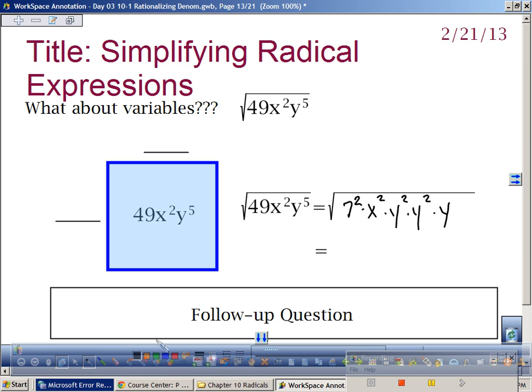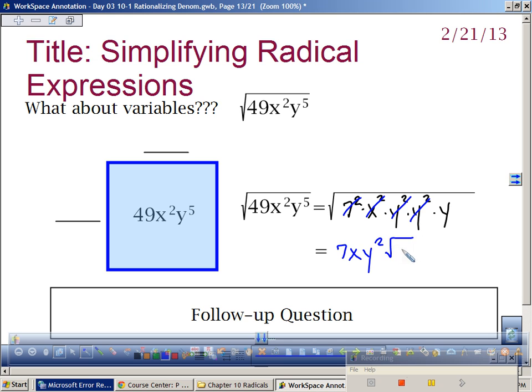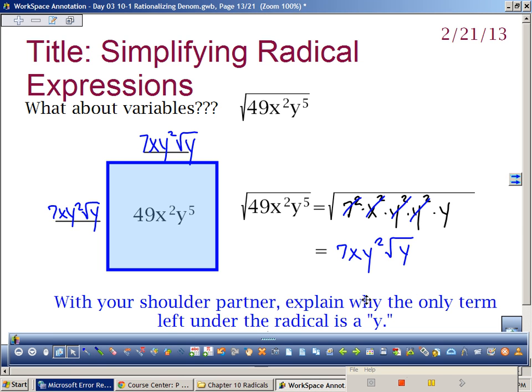So when I solve this, what do I kick out? I kick out a 7, and x, and 2 y's, and what's left over? A y. So the side of this box, this square, is 7x y squared radical y. With your shoulder partner, explain why the only term left under the radical is a y.